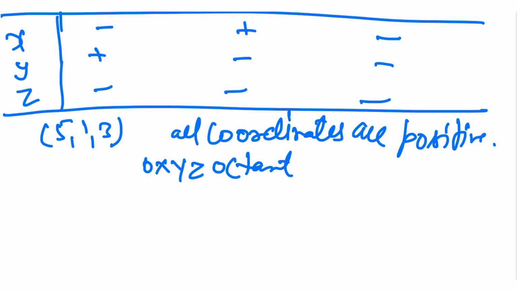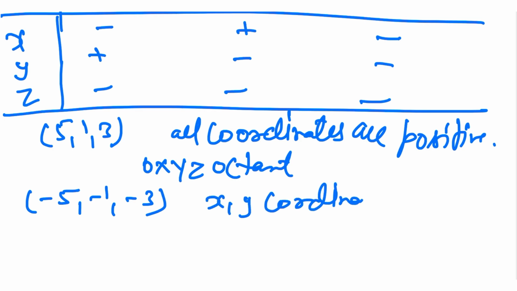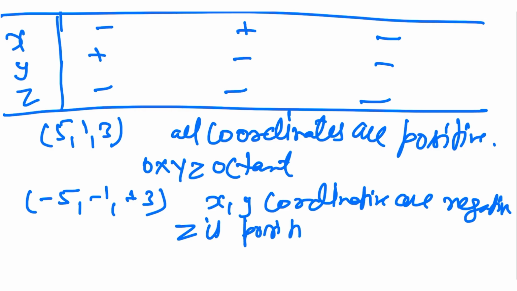Like we have another example, -5, -1, 3. As we see, the X and Y coordinates are negative, while Z is positive. So it means it lies in the OX dash Y dash Z octant.